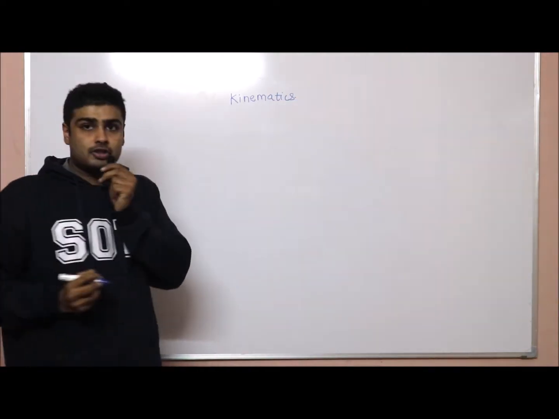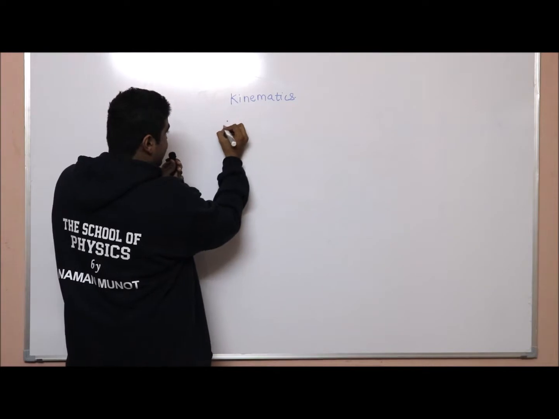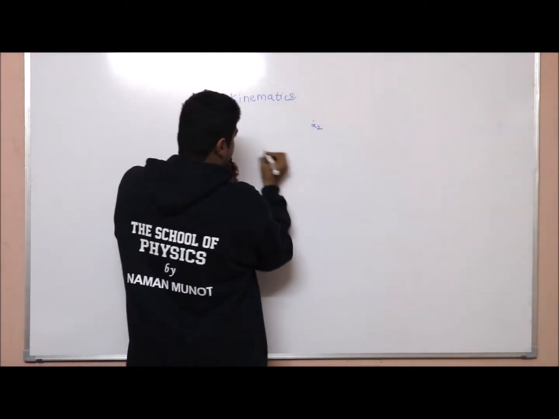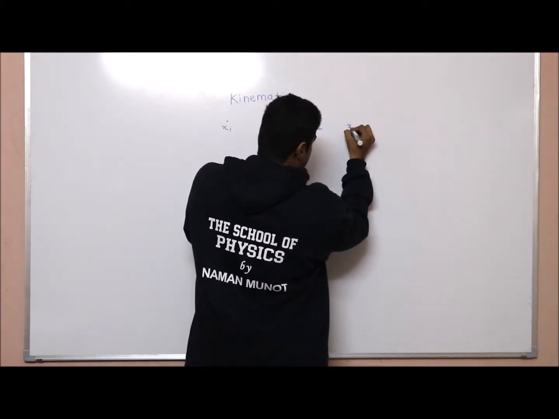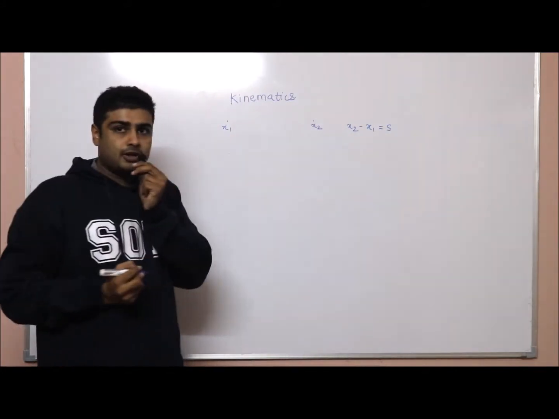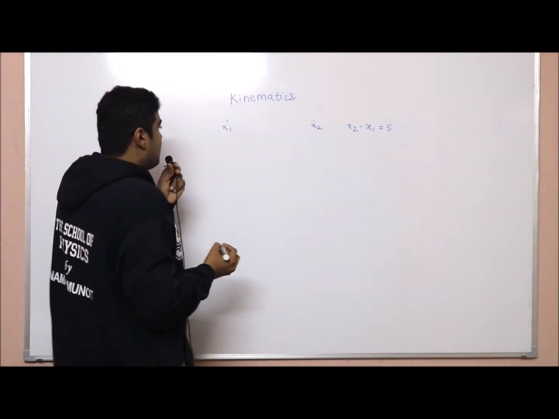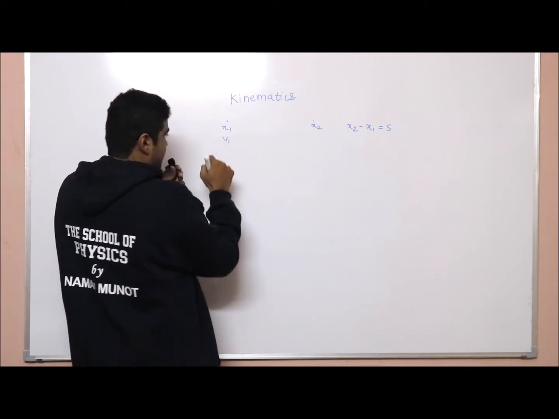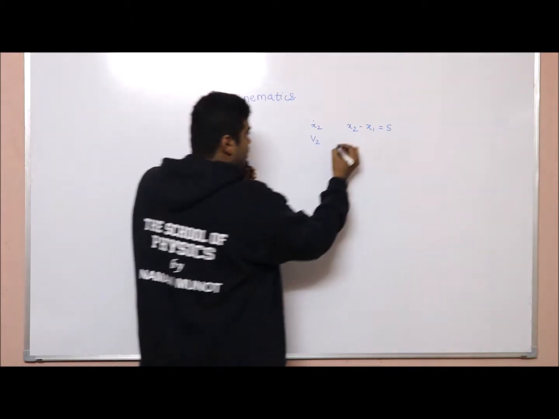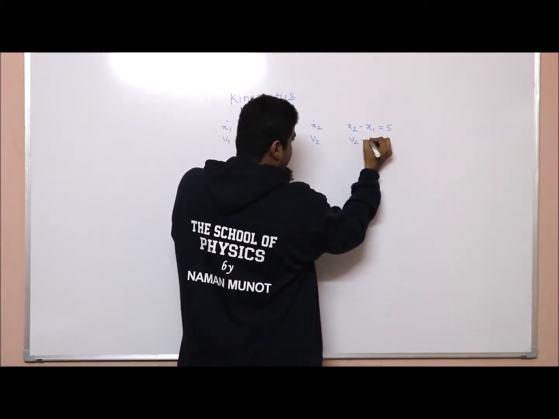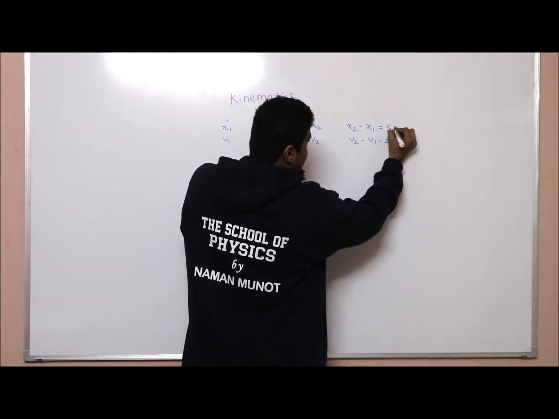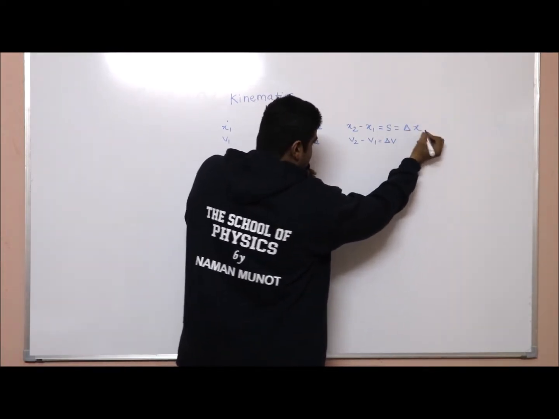Let's begin. So I have this point x1 and I have this point x2. The distance between these 2 points is x2 minus x1, which is equal to the distance covered. I have velocity v1 at the initial position and velocity v2 at the final position. So we can say v2 minus v1 is equal to delta v, change in velocity. Similarly, we can write this as delta x.